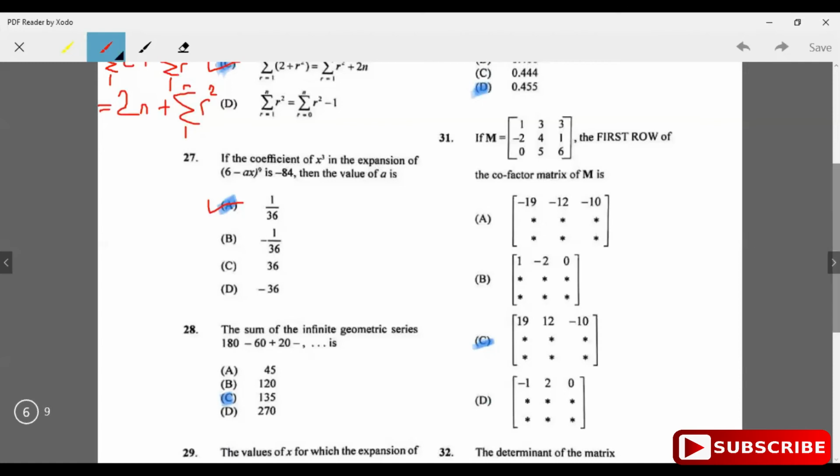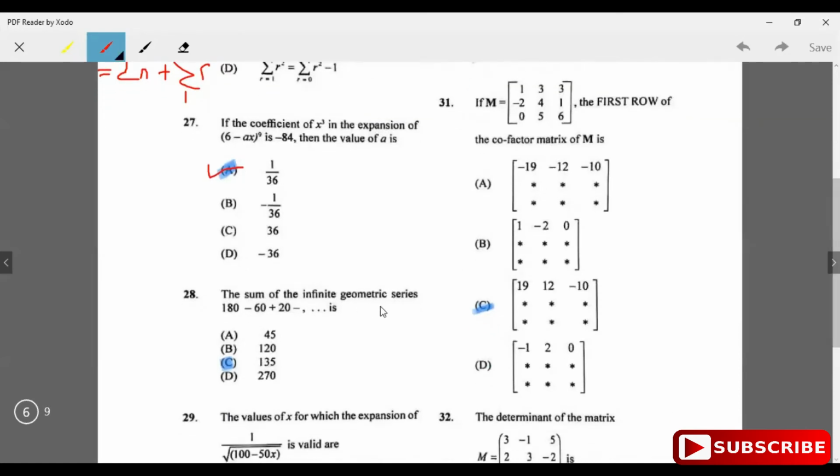Question 28. We want to find the sum of the infinite geometric series 180 minus 60 plus 20. The best way to do this is to separate it into two different geometric series. We group the positive terms as one geometric series: 180 plus 20 plus, and so on. Let's call that S1. S2 is going to be minus 60, minus, let's see, what would come here? Divide by 3 would be minus 20 over 3.